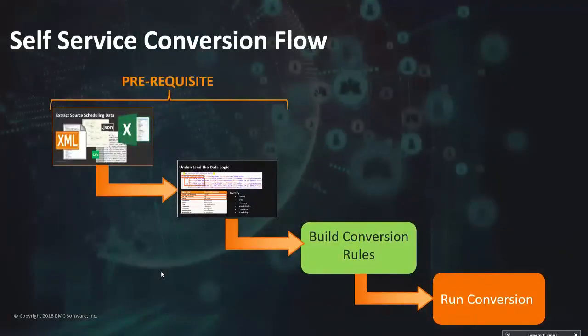So again, 4 major phases. 2 of them are prerequisites. You need to extract source data from your scheduler in various formats. You need to understand the business logic, the data logic, and then you can build your conversion rule and run your conversion. Let me zoom in a little bit on the prerequisites.